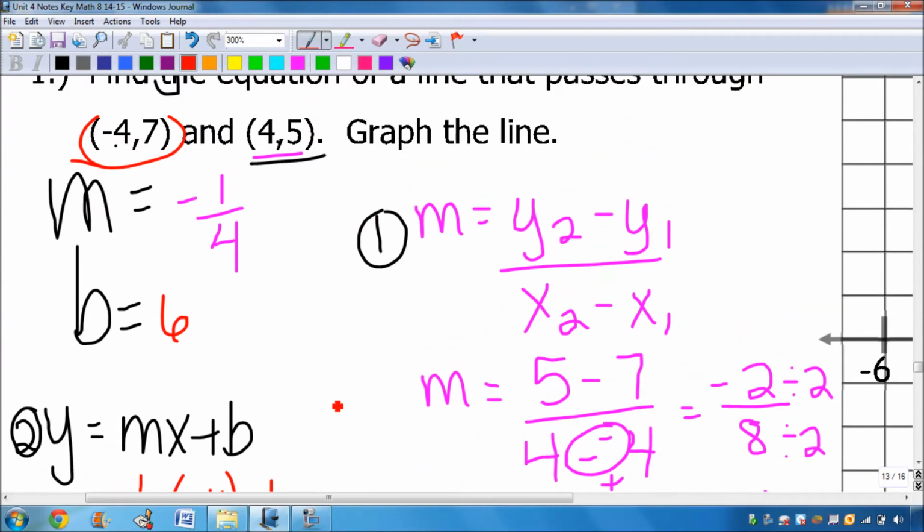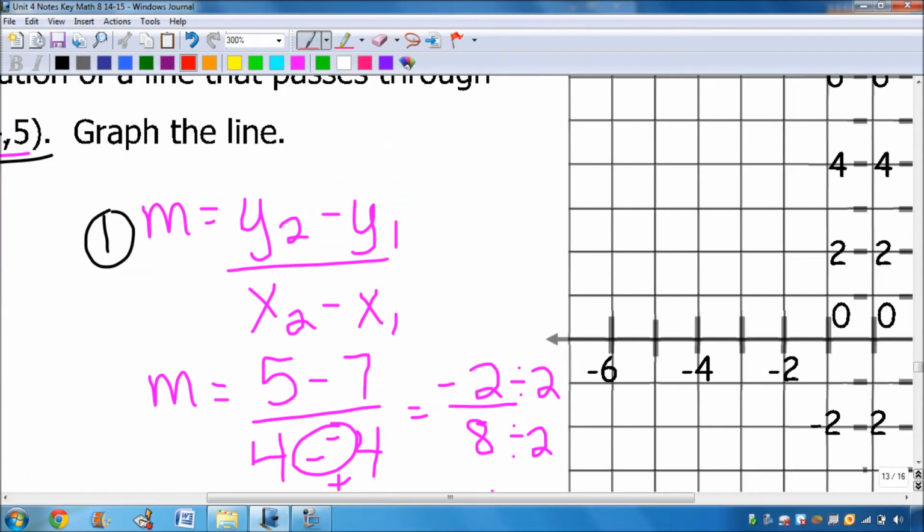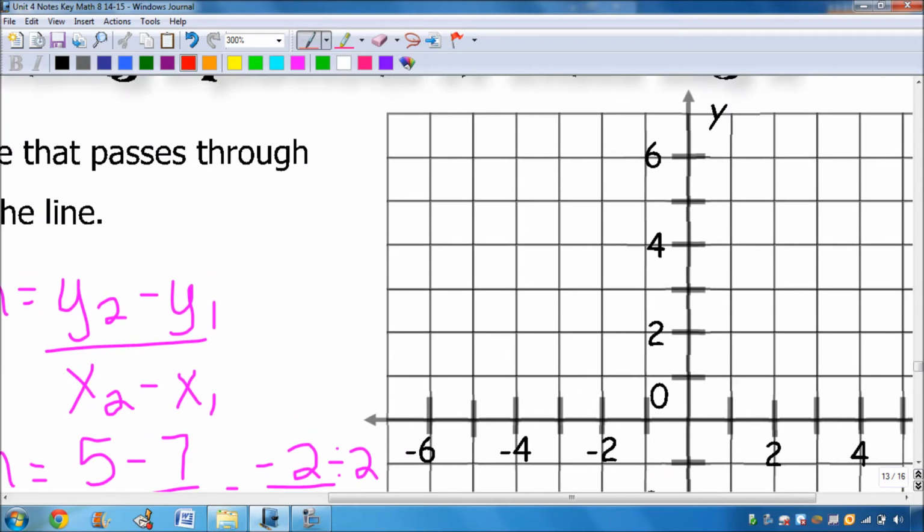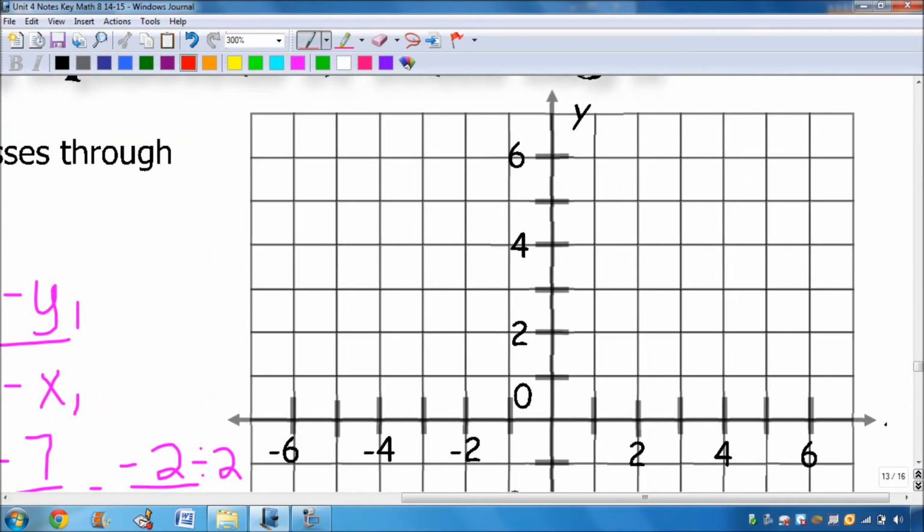So you can choose either coordinate that you want. Now that you know the equation, you can go ahead and graph it out. So the y-intercept, or the starting point, is 6. So I'm going to start at 6, and then I'm going to go down 1. The slope is -1/4, so the rise is -1. So I'd go down 1, and then I would go over to the right 4.